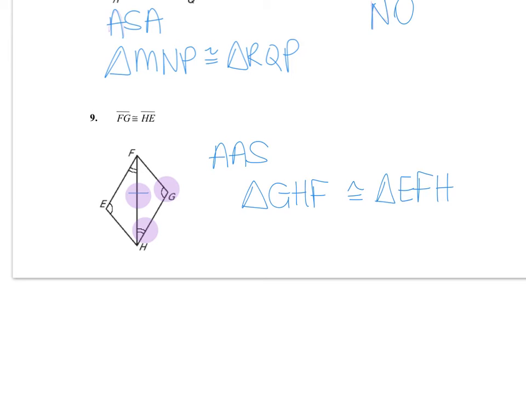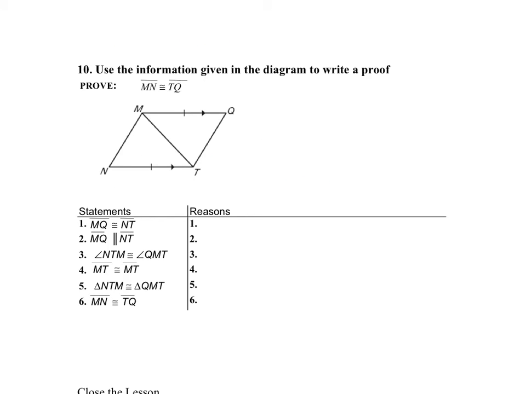We're going to finish with a proof. Use the information given in the diagram to write a proof. We're trying to prove MN is congruent to TQ. Let me first say, after you have congruent triangles, your reason to say the next statement is going to be CPCTC. I already know that from the very get-go. After congruent triangles, it's corresponding parts of congruent triangles are congruent.